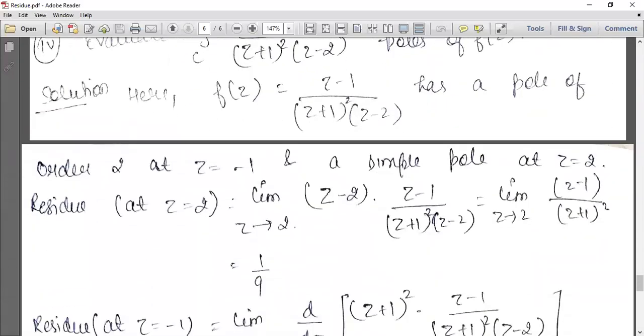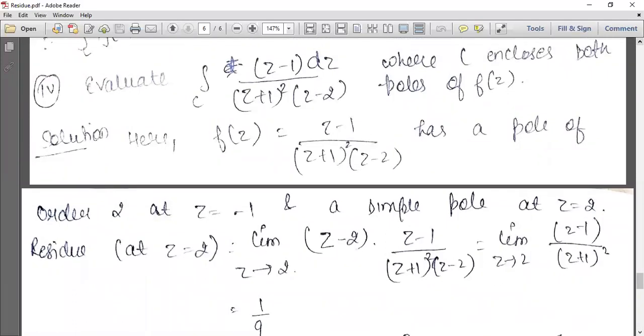So let's see the last example. Evaluate the integral over C of z minus 1 divided by z plus 1 square into z minus 2 dz, where C encloses both the poles of f of z. Here f of z is z minus 1 divided by z plus 1 square into z minus 2. The curve C is not specified, it's just given that it encloses both the poles. That means we have to calculate the residue at both the poles.